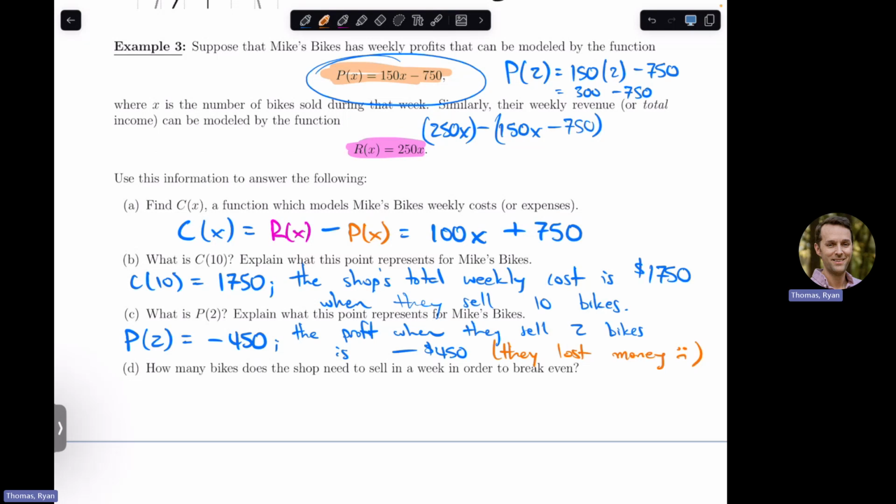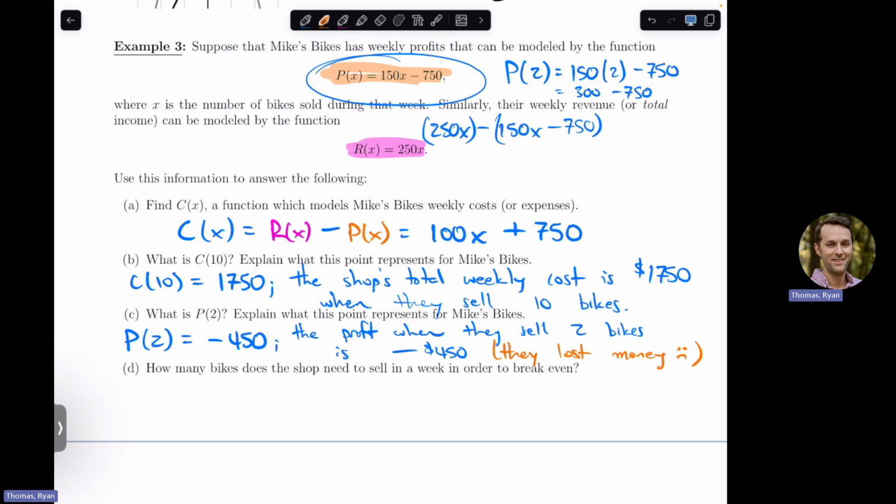We have functions, so equations basically, for each of those 3 things, so there are a few different ways we can go about figuring this out. 2 is too few because they lost money. 10, well, the cost is 1750. The profit when they sell 10 is positive 750, I think. Yeah, 750. So it's fewer than that, right? So it's somewhere between 2 and 10.